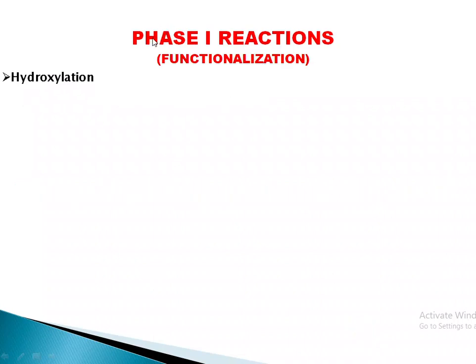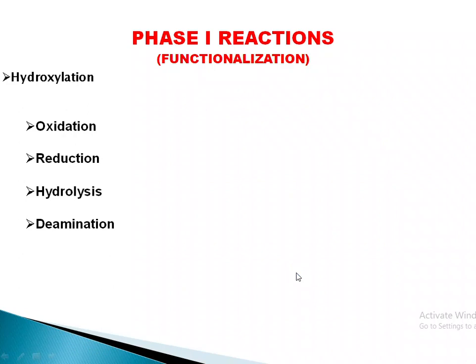The basic function of phase 1 reaction is to convert the xenobiotic into a more water soluble or polar compound, facilitating its excretion. Phase 1 reactions are also called functionalization reactions because a functional group is added to a xenobiotic. Hydroxylation catalyzed by cytochrome P450 or monooxygenases is the chief reaction of phase 1 metabolism. Other reactions include oxidation, reduction, hydrolysis, deamination, desulfuration, and epoxidation.